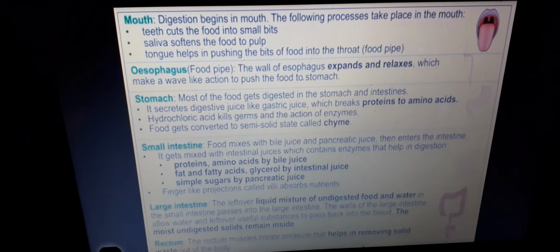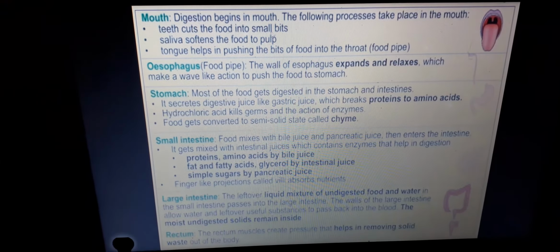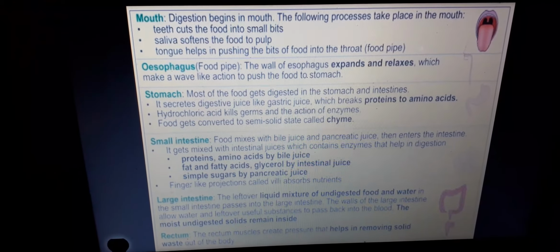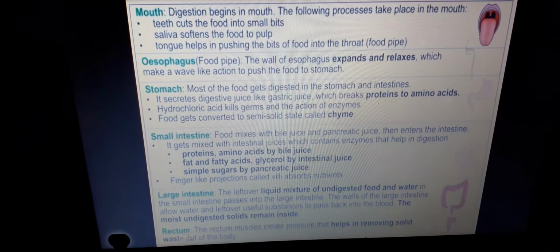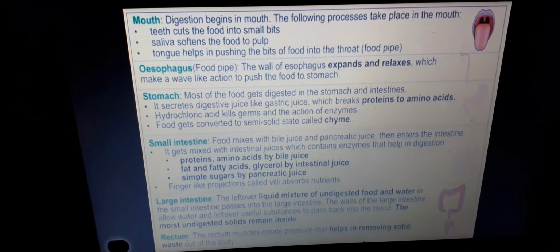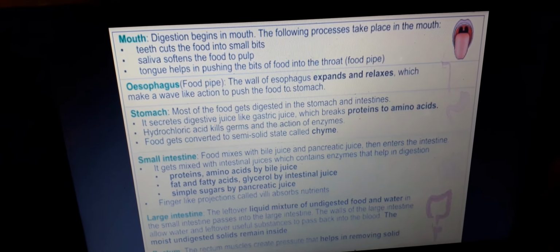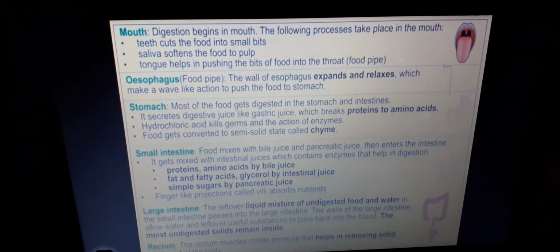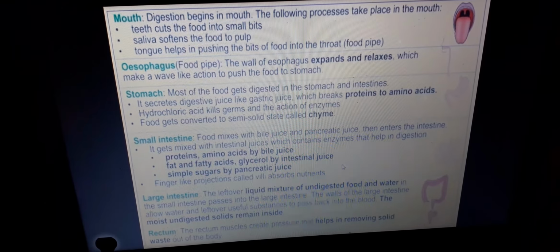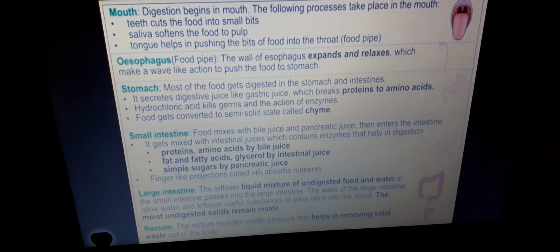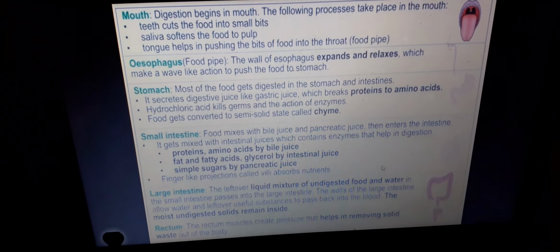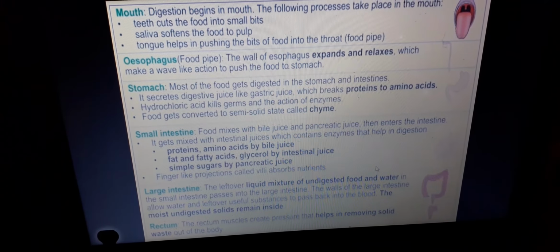So this is a summary of all the organs: mouth, esophagus, stomach, small intestine, large intestine, and rectum. Here the structures are also mentioned, and with the help of these you can read all these points. These points also help in writing the answer in your notebook. So read it carefully.